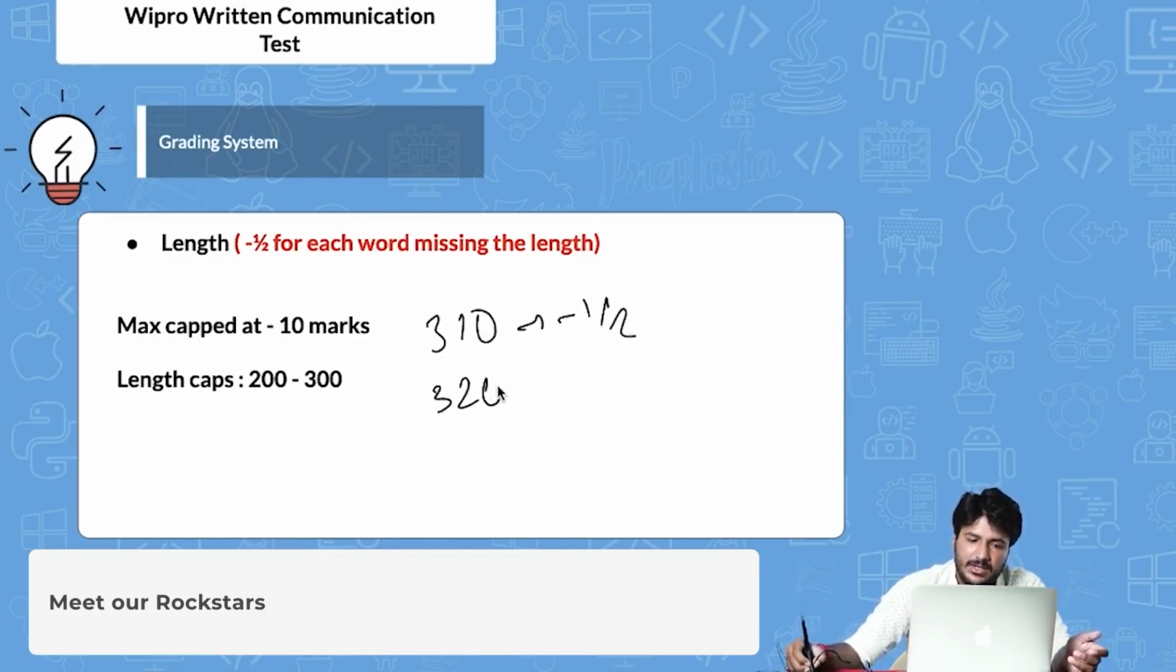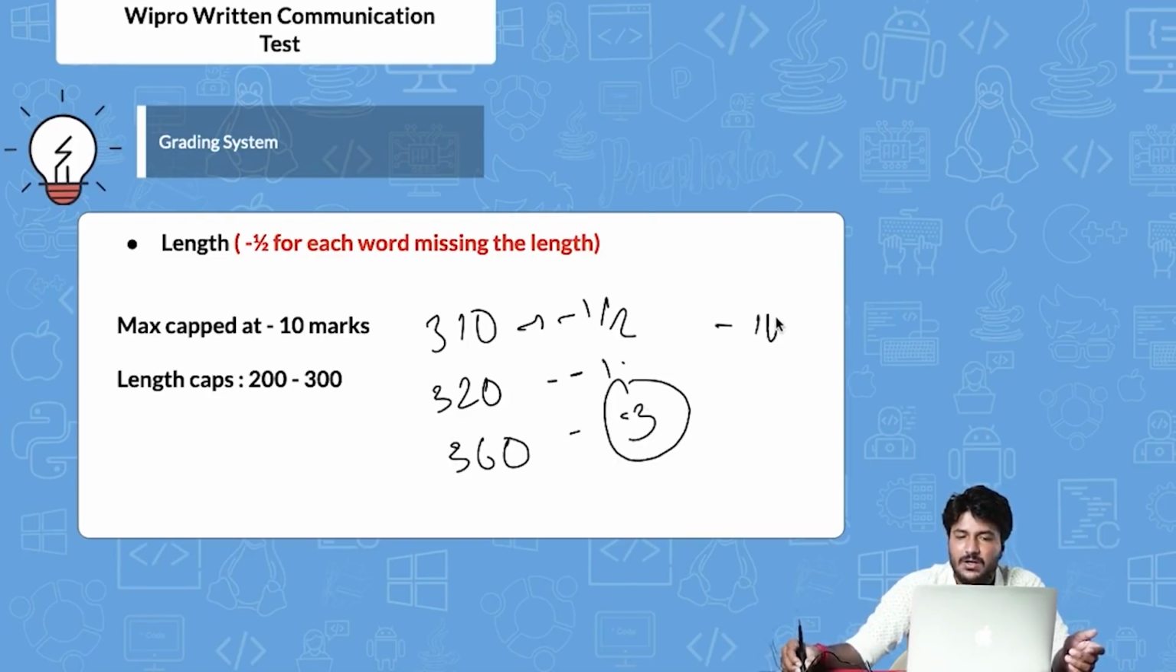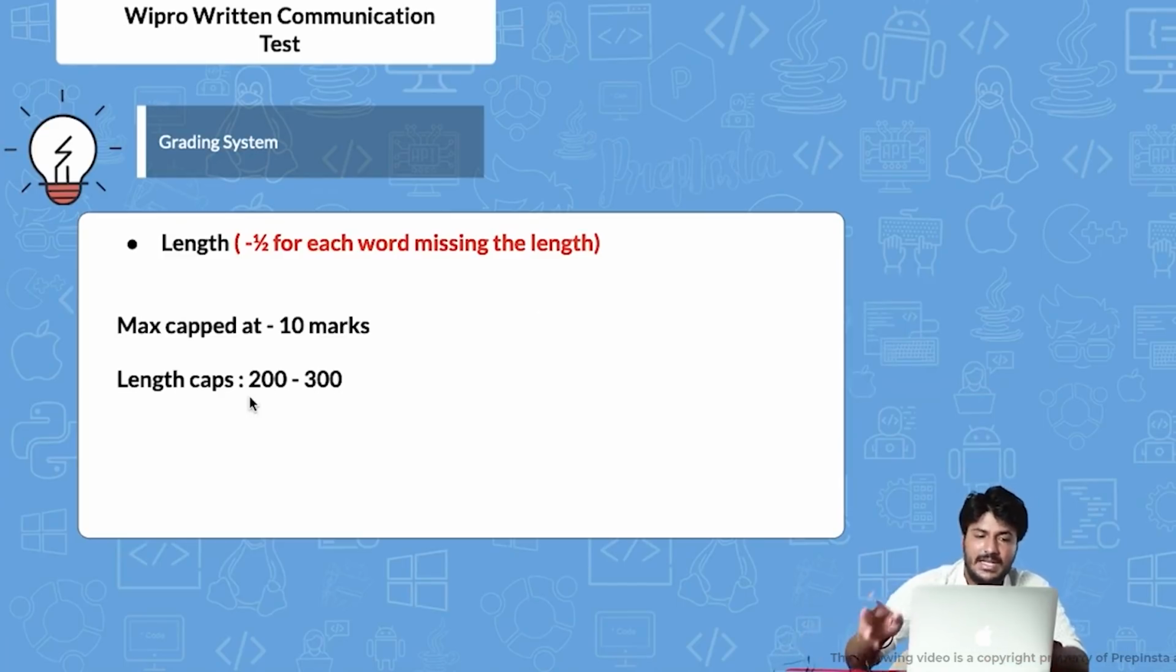If you write 320 words, in that case, -1. If you write, let's say, 360 words, in that case, -3. So every 10 words, you're going to get -1/2. So same goes for negative. If you write 190 words, in that case, -1/2. Right, so the length should be there.